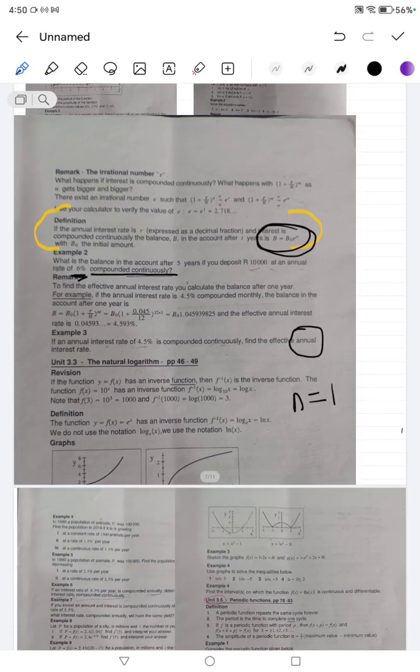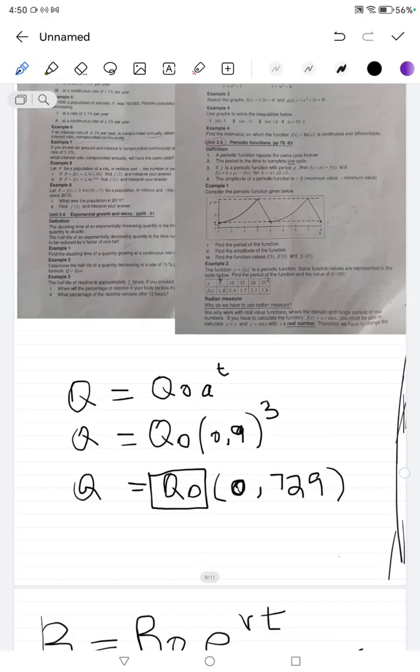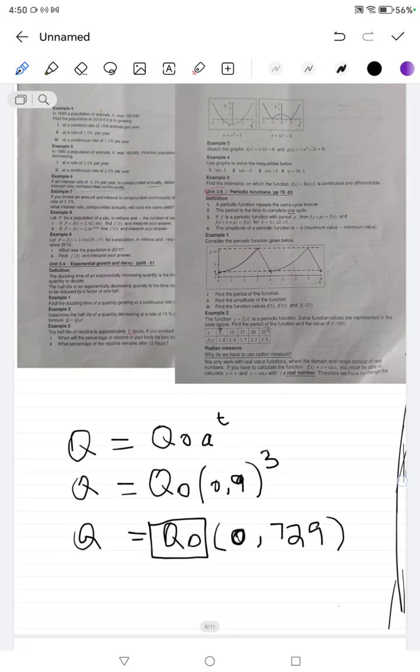Let's check. We did example 3. Then after example 3, there has to be example 4 somewhere. Not the other one. Example 4. Let me check from this book. Why is it from 3.4? Okay, never mind that.